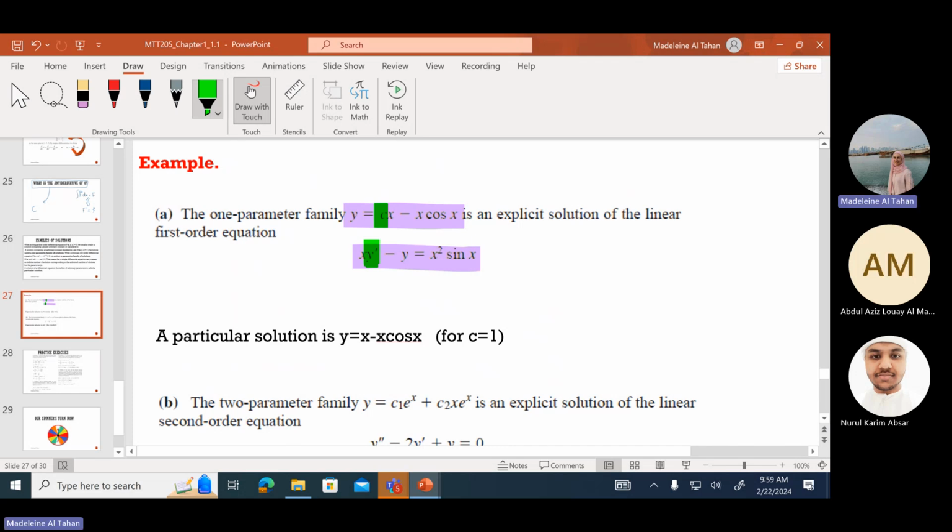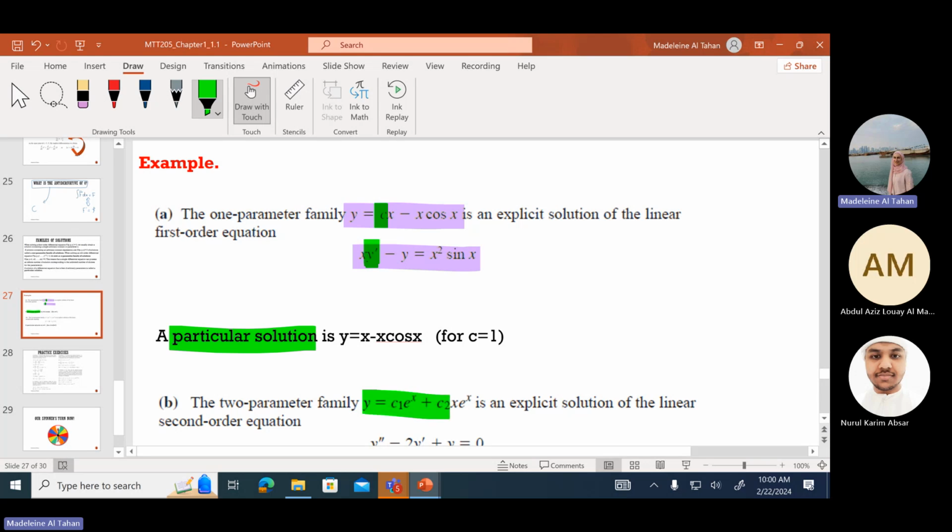If you look here, they are telling us a particular solution. So for each value we take for C, what would we get? A particular solution. So if you put C equals 0, we will get a particular solution. If you put C equal 1, we also get a particular solution, and so on. Okay, Miss?